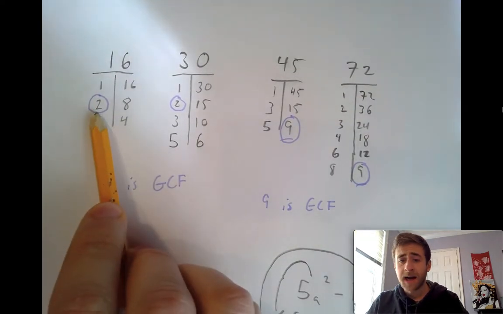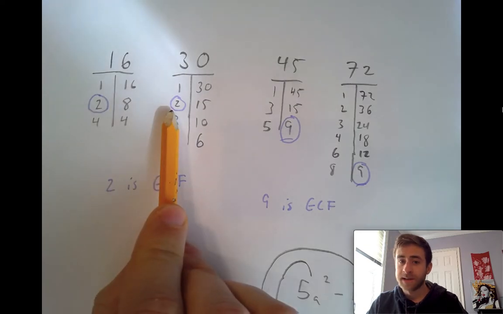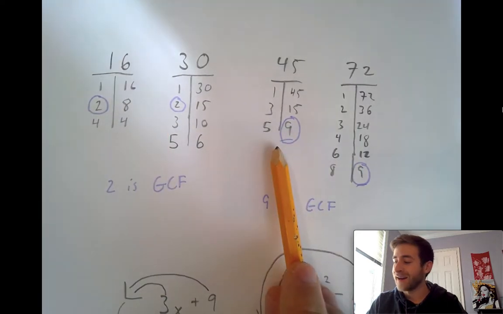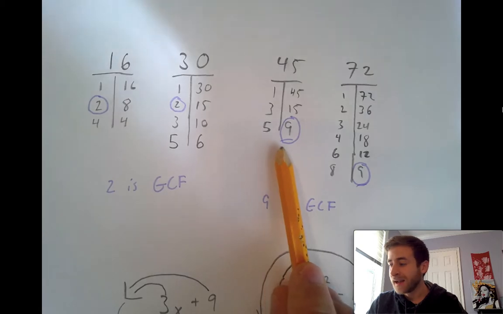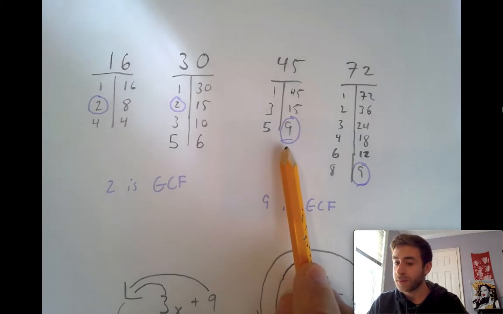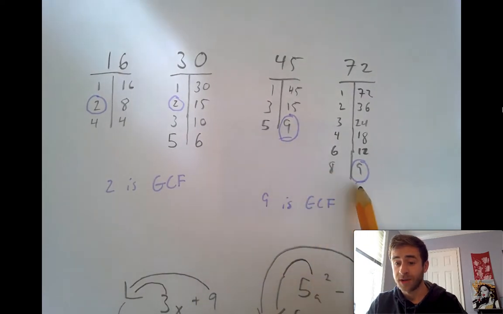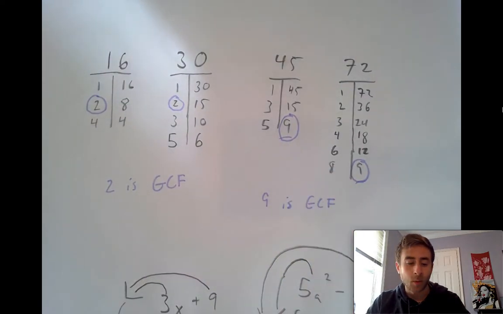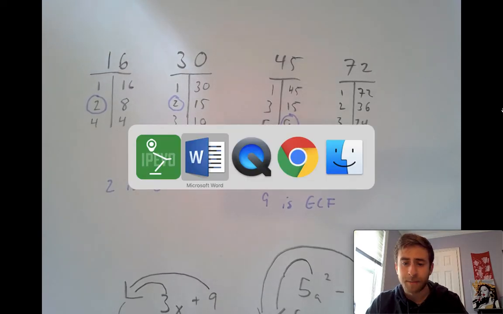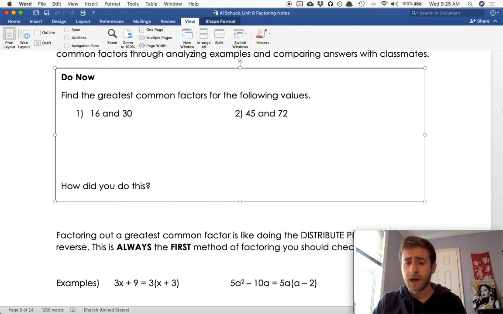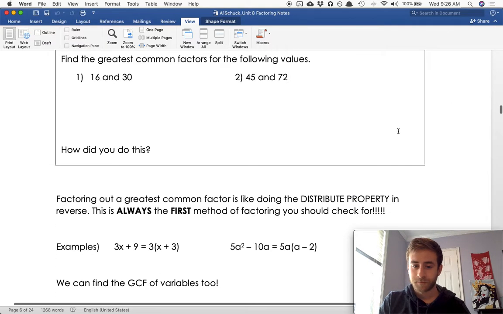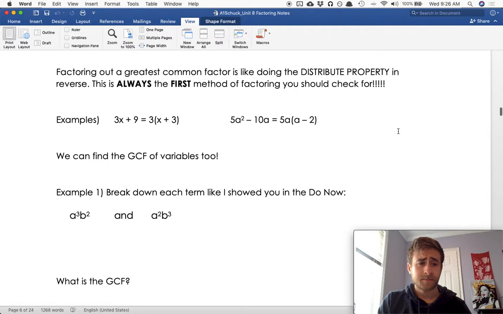Similarly, I create the list of factors for 45 and 72, and I find that the greatest number that both of them share in their lists of factors is 9. So the GCF between these two is 9. What we're learning today is basically how to do that, but instead of just between two numbers, using a full expression, and you might have variables and exponents and all that good stuff. So let's get to it.